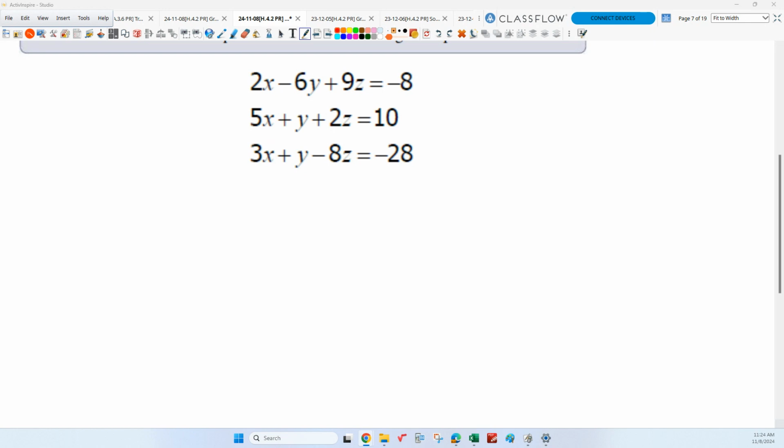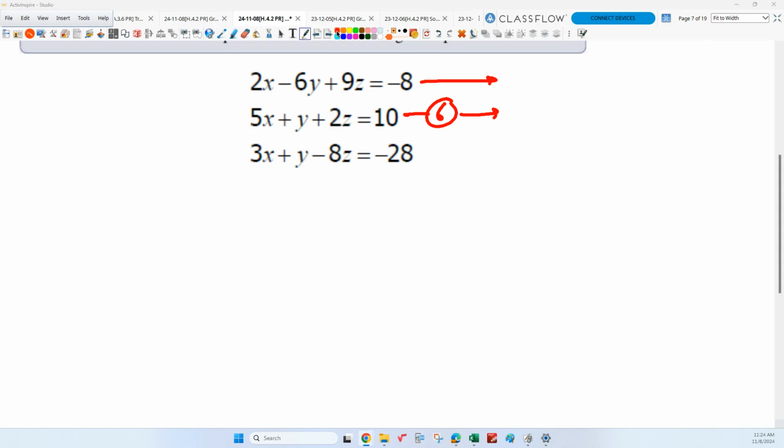Okay? So look at this system here, and can you tell me, what would be the easiest variable to eliminate from 2 different pairs of equations? Y would be, wouldn't it, right? So we could eliminate y from the top 2 equations by simply leaving the top equation alone and multiplying the second one by 6. Everybody agree?